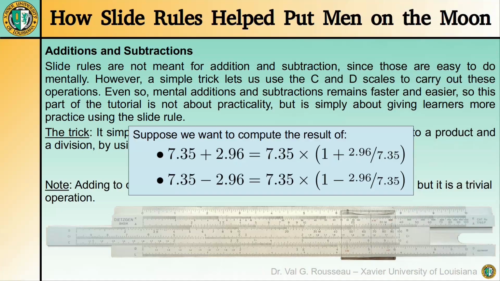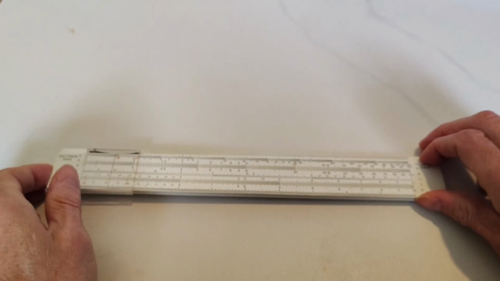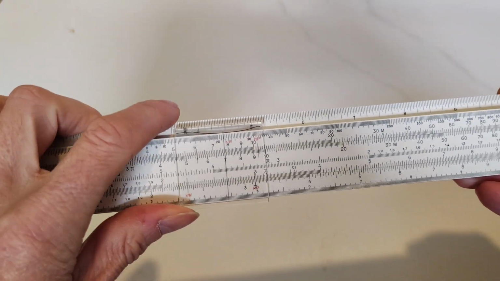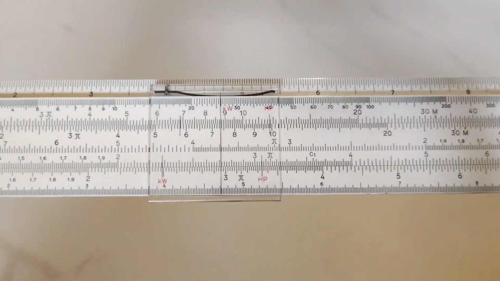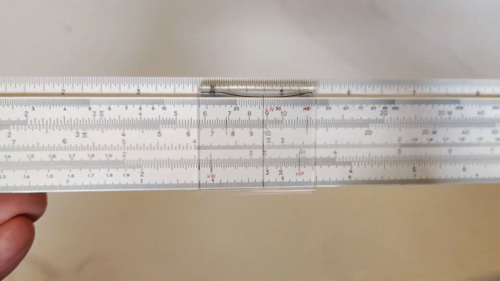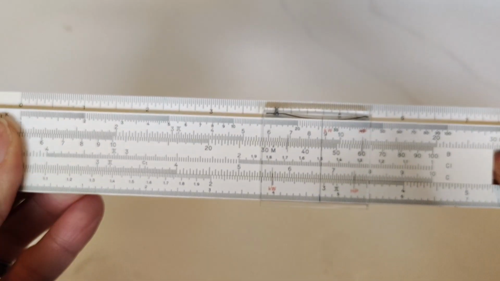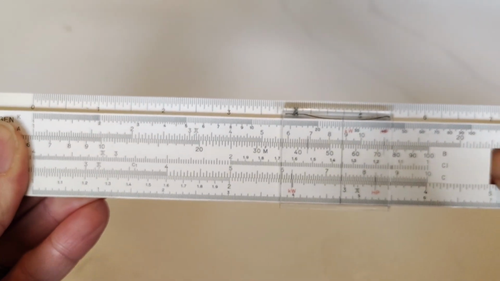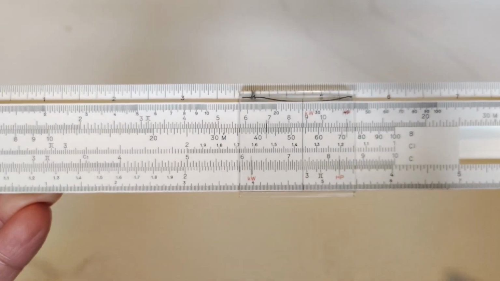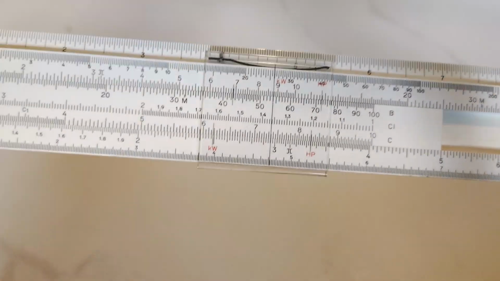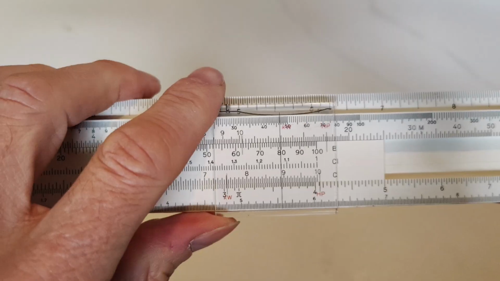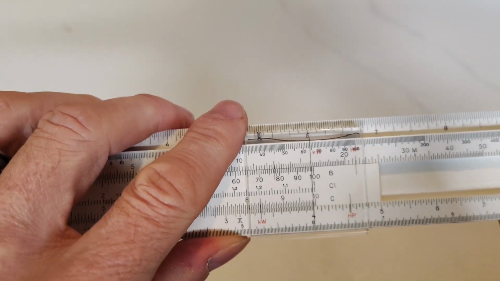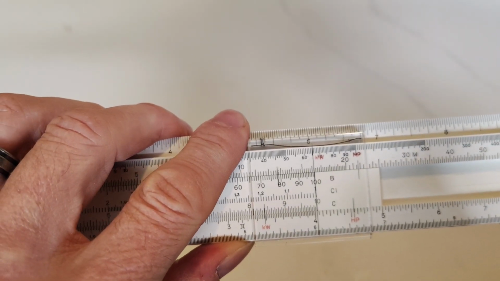Suppose we want to calculate 7.35 plus 2.96 and 7.35 minus 2.96. So we start with the division, and remember we place the divisor 7.35 on the C scale over the dividend 2.96 on the D scale. Like this. Then we read the result on the D scale at the location of the right index on the C scale.